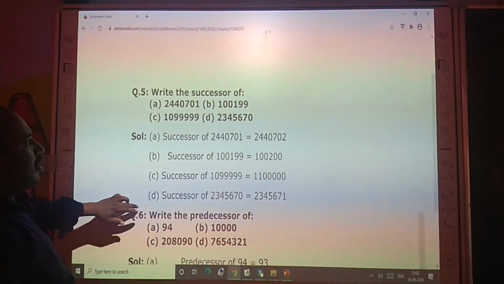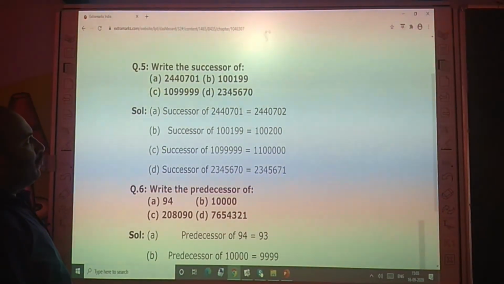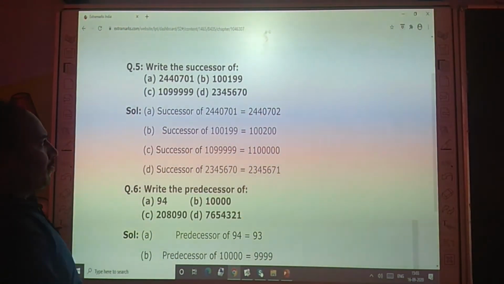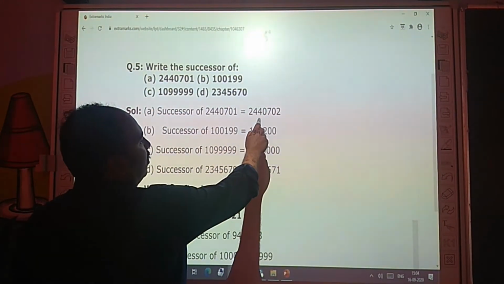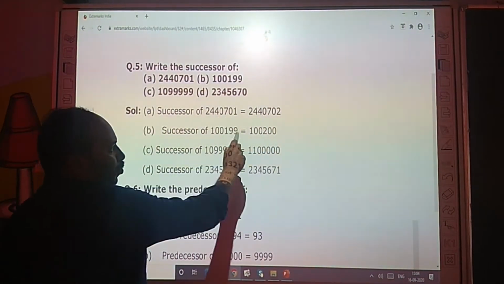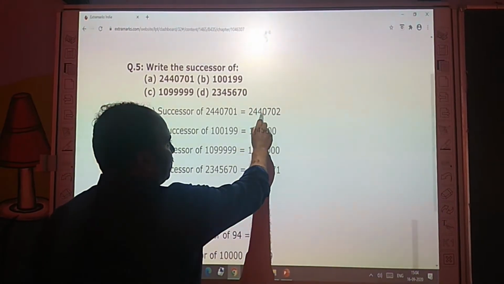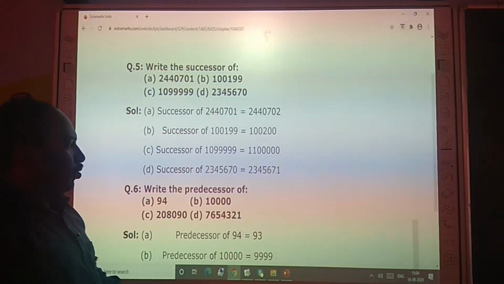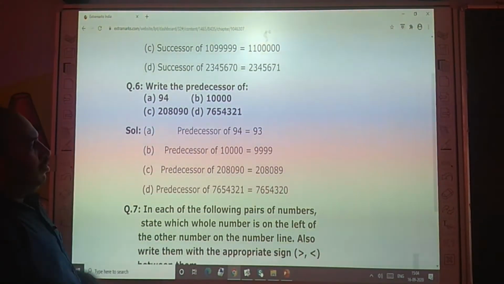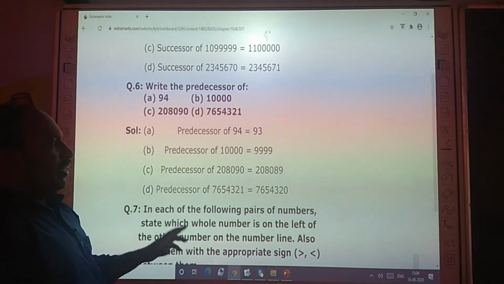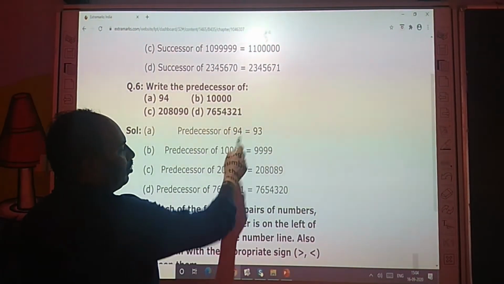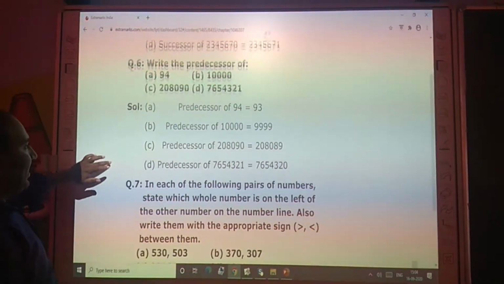Next one, write the successor of 24,40,701. Successor means plus 1. So 24,40,701 plus 1 is equal to 24,40,702. The next one, write the predecessor of 94. Predecessor means minus 1. 94 minus 1 is equal to 93.